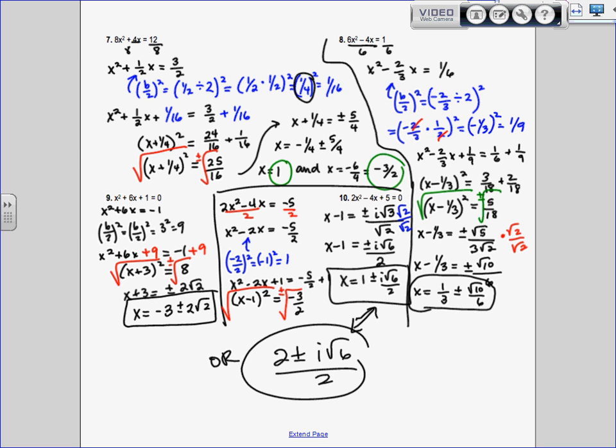Yeah, Jenny. So how did you get the i? Because it was the square root of -3. So I think of it as square root of -1 times square root of 3. And square root of -1, if you remember from last chapter, that's i. So i root 3. Yeah.